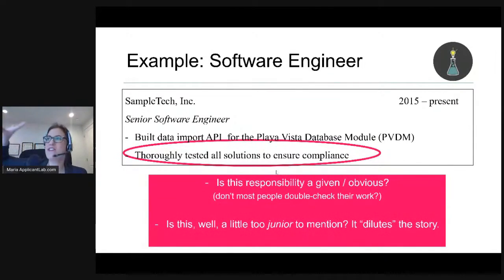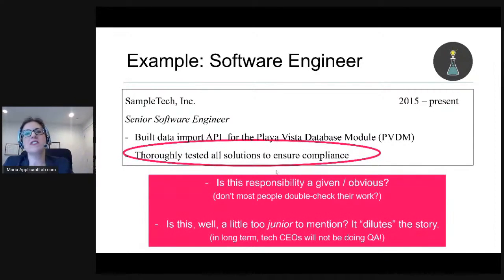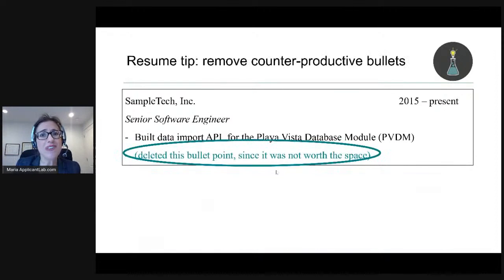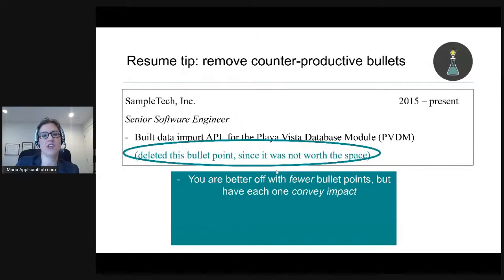Now, instead of seeing her as this creative visionary who propelled the team forward to build this new product, it's like, womp, womp, I'm also the QA tester. No, you don't want to be associated with that low level stuff because in the long term, a tech CEO is not going to be doing the QA. So how did we change this bullet point? We didn't change it. We just deleted it to reallocate that precious space somewhere else.